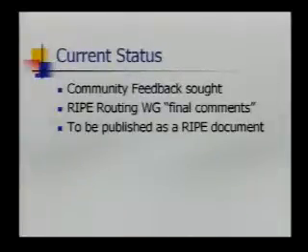So the current status: we're looking for your feedback. Drop us an email directly or join the routing working group mailing list at RIPE. It's currently in the final comment stage. If there are no more comments, this document will be published as a RIPE document and hopefully can be useful as recommendations for the industry. And that is it.